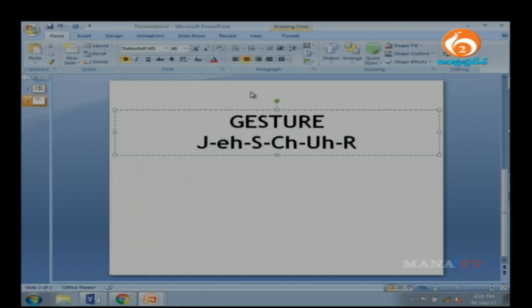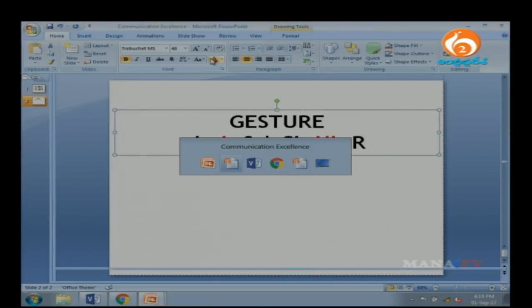So it's jes, ch. Now let me put a separator here. So I have a separator, which means there are 2 syllables, jes, ch. This is vowel sound number 1. And this is vowel sound number 2. Gesture.